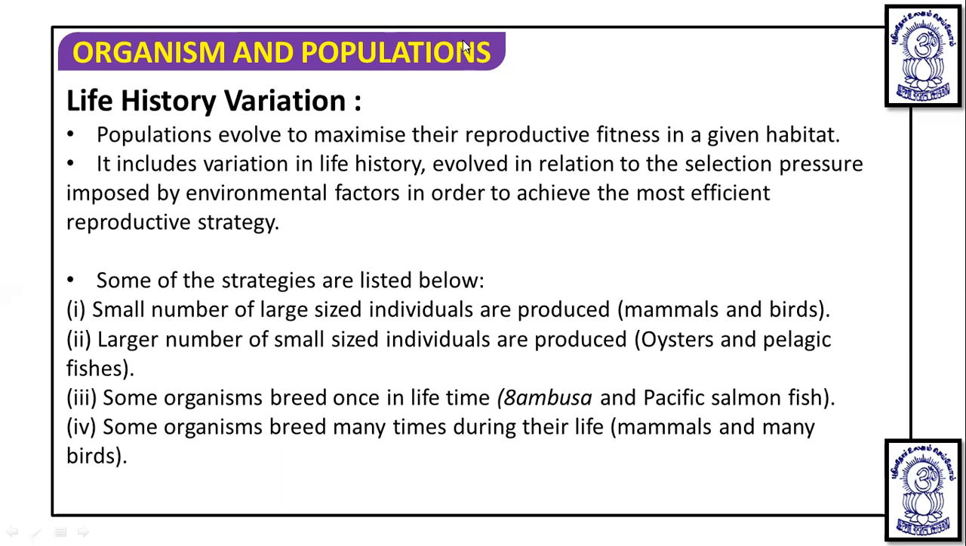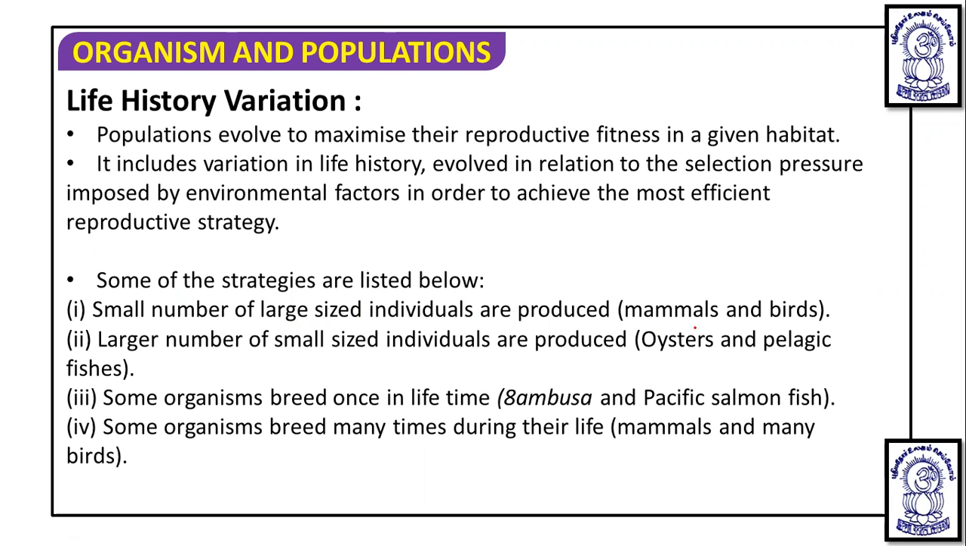This variation in life history evolved in relation to the selection pressure imposed by environmental factors in order to achieve the most efficient reproductive strategy. Some of the strategies are as follows. A small number of large-sized individuals are produced. If there are large-sized individuals, they produce a small number.